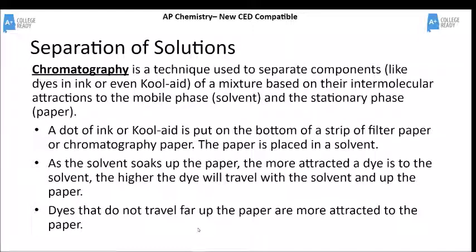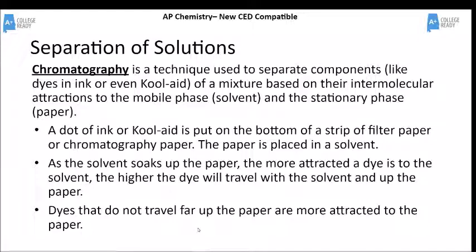So how can we use this to our advantage? We can take a mixture of things. So take Kool-Aid, purple Kool-Aid. How do you make purple? Red and blue. So if you were to take purple Kool-Aid, how do you separate out the red dye from the blue dye? One technique for that is chromatography. So we're going to take a piece of paper called chromatography paper. We're going to put some ink or Kool-Aid on it, and then you put that in the solvent.